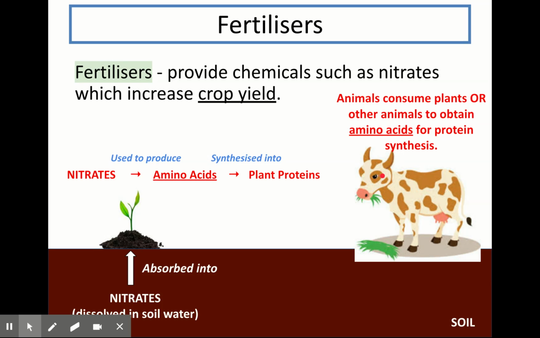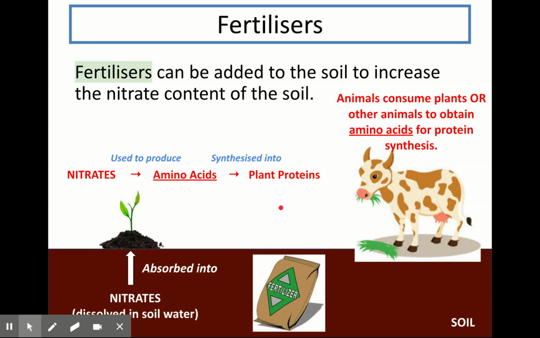Now, sometimes you can be asked about how animals obtain or produce amino acids. If we think about this logically, animals can't absorb nitrates from the soil. They don't have roots to be able to do this. So, if animals can't absorb nitrates to produce amino acids themselves, they must get them from somewhere else. So, animals obtain amino acids from their diets. So, specifically, they consume plants or other animals to obtain amino acids for protein synthesis.